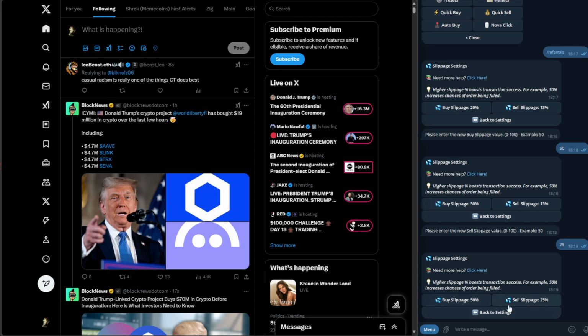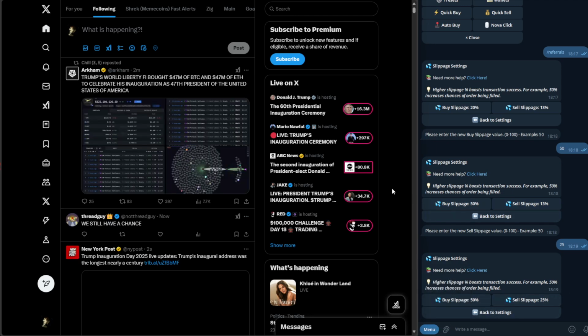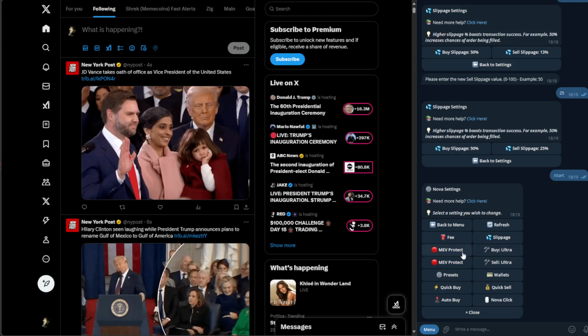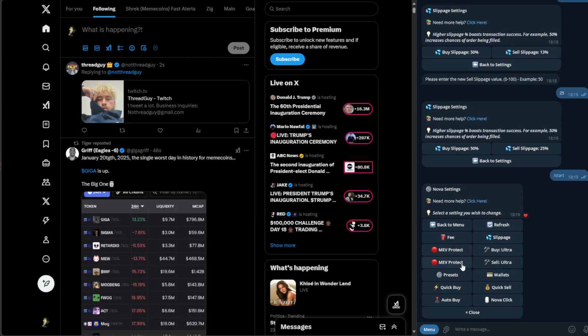Buy slippage 50%, sell slippage 50%, 25% is pretty good. Now we have MEV protect as well. And as you can see, this is the buy MEV protect, and this is the sell MEV protect over here. Now I'll turn these off.